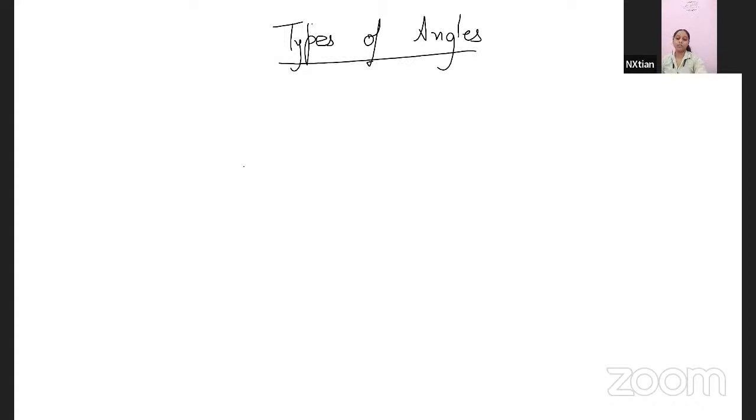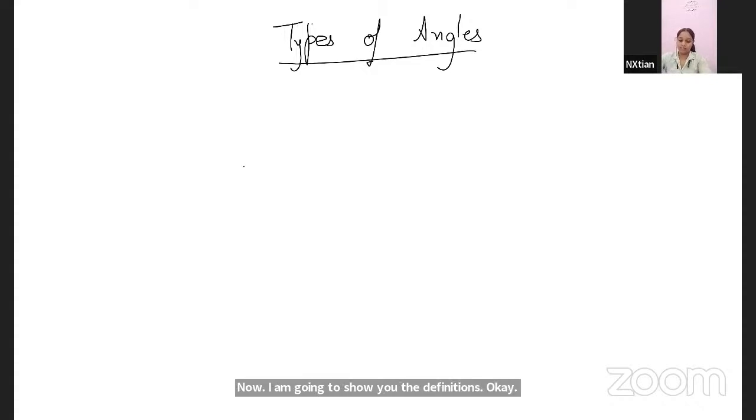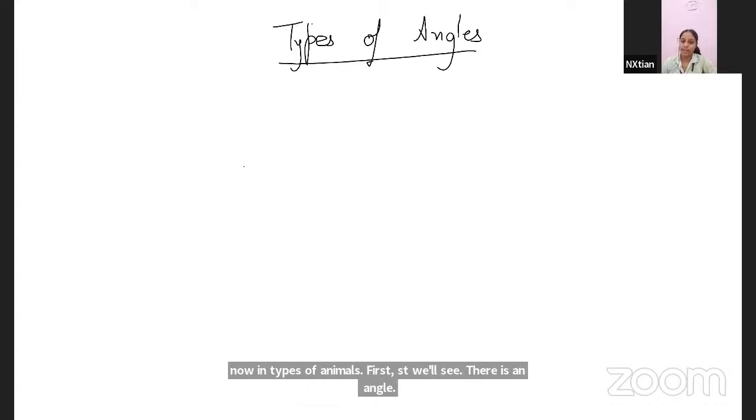Okay, so now I am going to show you the definitions, what they mean, and also the diagrams. So you can note it down, and also please remember to write the diagrams as well. Okay, please remember to make the diagrams as well. So now in types of angles, first we'll see there is an angle. There are some angles known as acute angles.